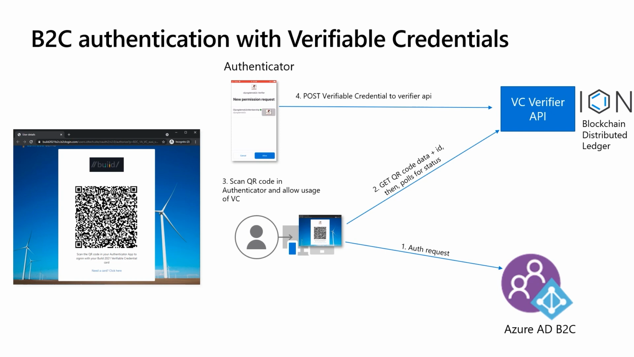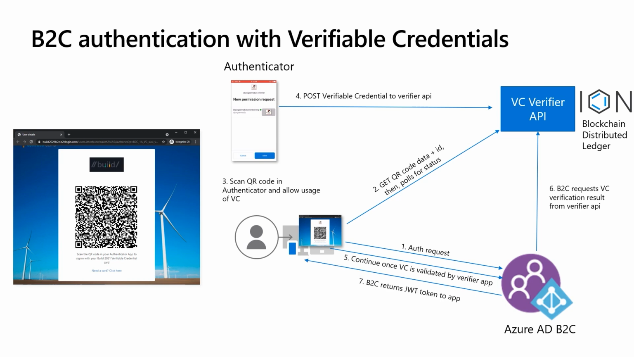In step number 5, the browser sees that the validation has happened and signals that it's time to continue the B2C user journey. And then step number 6, B2C's policy checks with the verifier API to see what really happened, if who was validated, and the status of it. And based on that, in step number 7, B2C can return a token to the application who can continue.